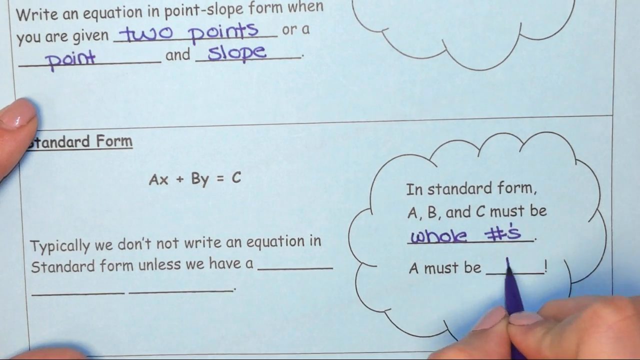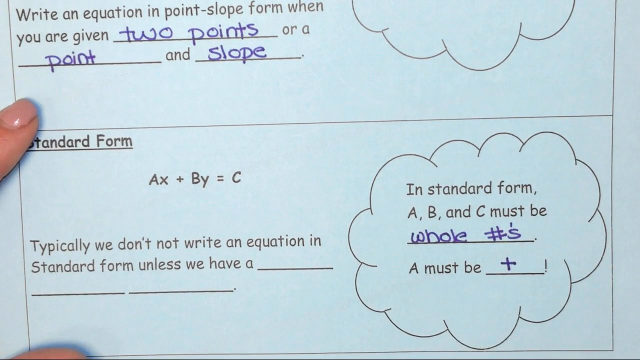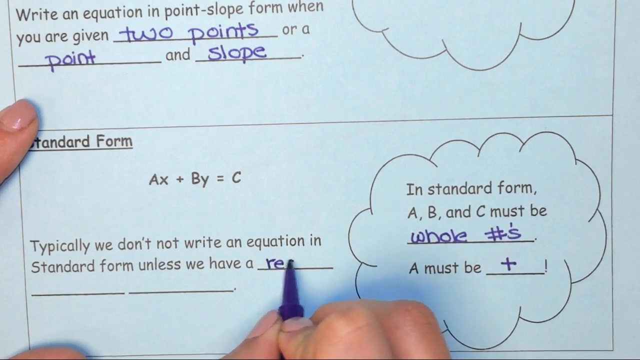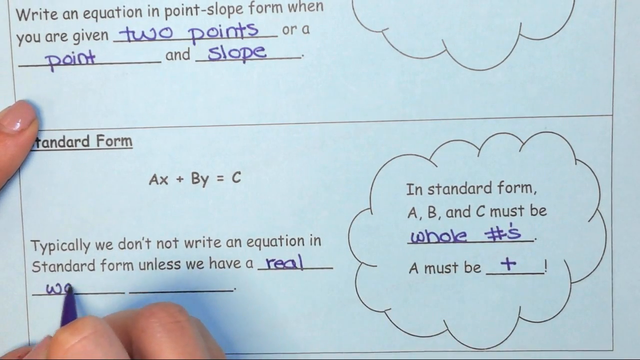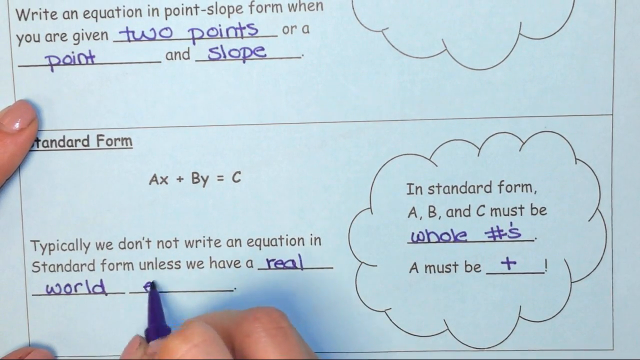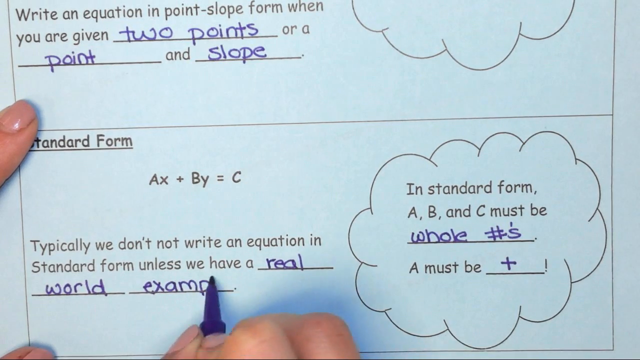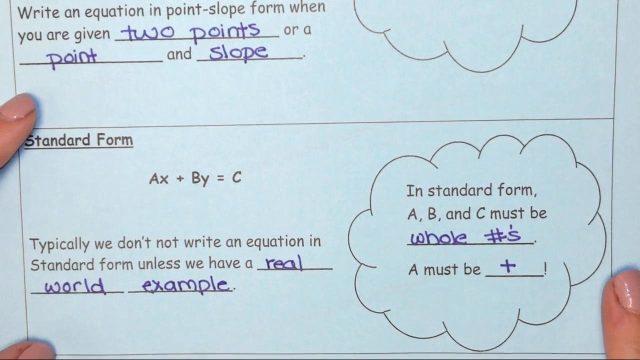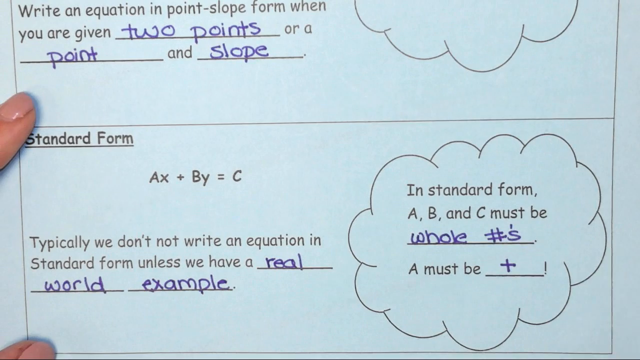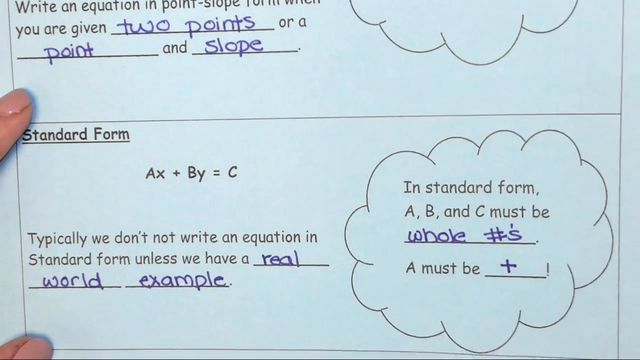A must also be positive. We can't start with a negative number. Guys, typically we don't write an equation in standard form unless we have a real-world example. Like I said, we're not going to deal with those today. We'll get more into those tomorrow when I get back. So let's practice a problem in each of the different forms.